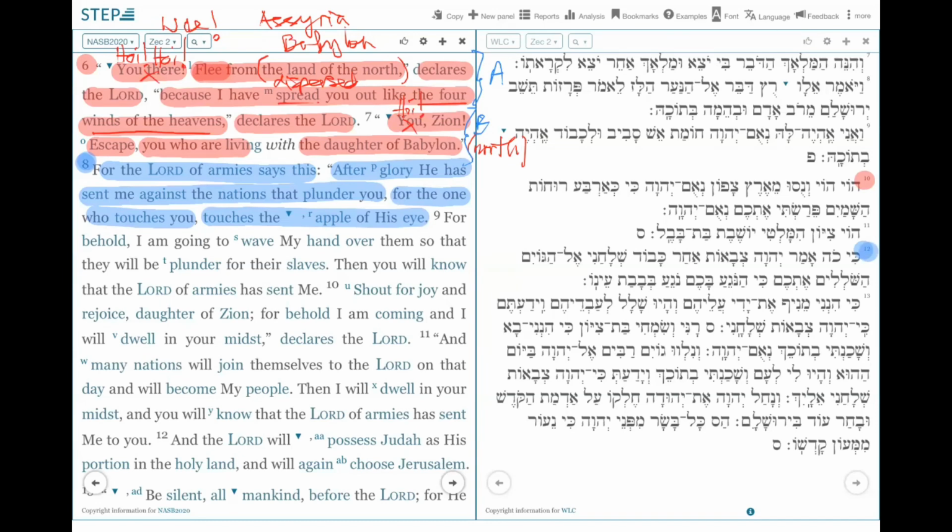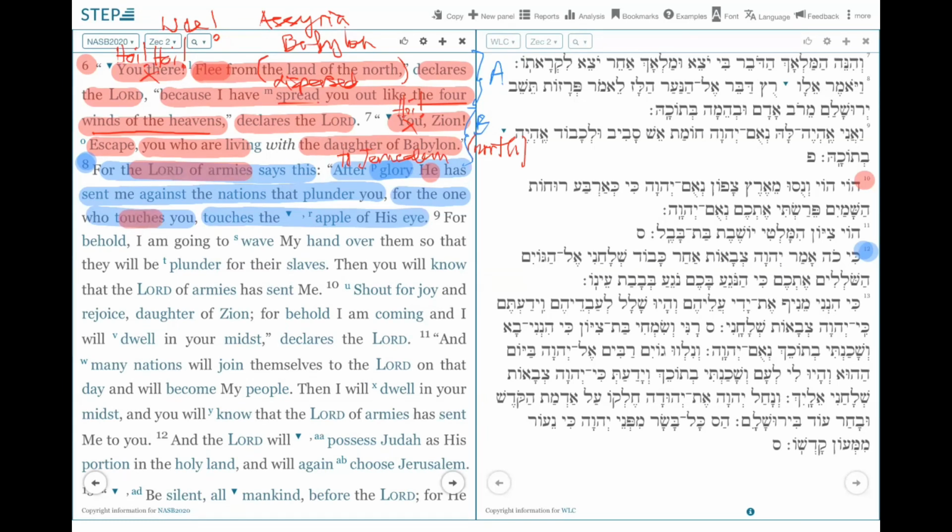What is after glory in that sense? Now, this would be for the glory that God is giving to Jerusalem. This is glory to Jerusalem. He would be the Lord of hosts. He has sent me against the nations that plunder you. For the one who touches you.